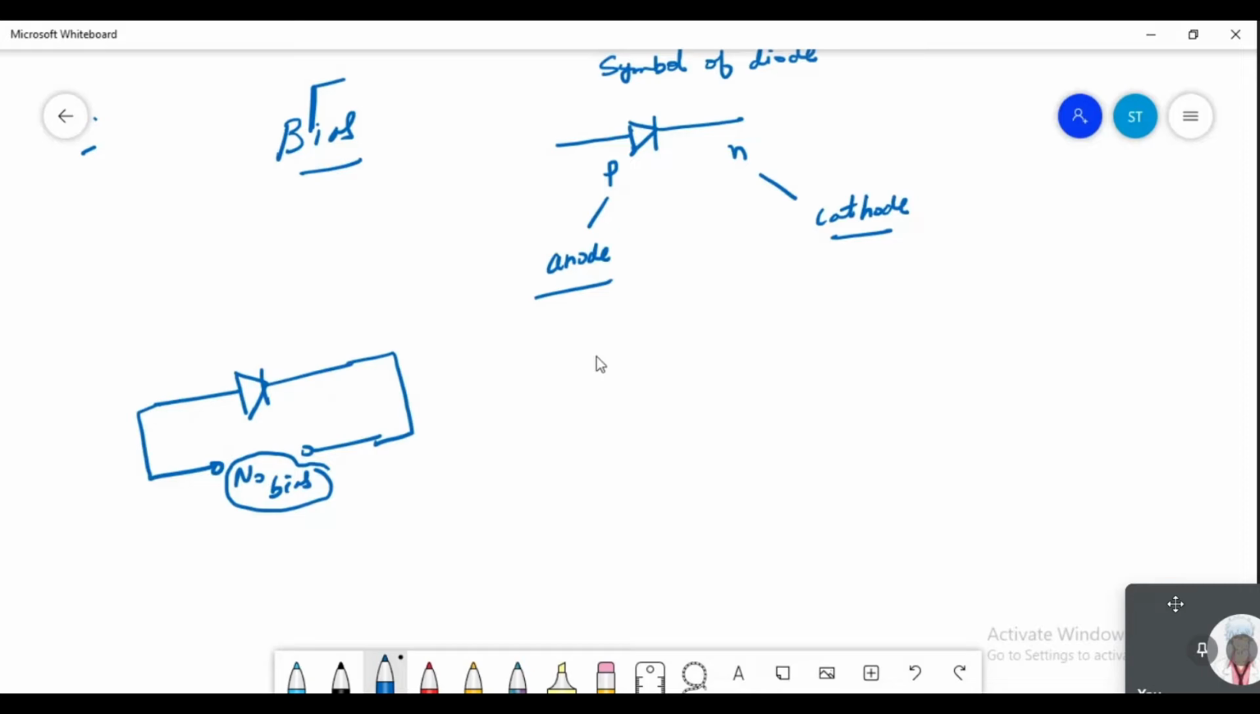So under no bias condition, there is nothing connected. It's just a semiconductor diode present here, and there is no potential applied externally, so it is called the no bias condition. But if we apply a certain potential, a DC voltage like this, then this is called biasing.